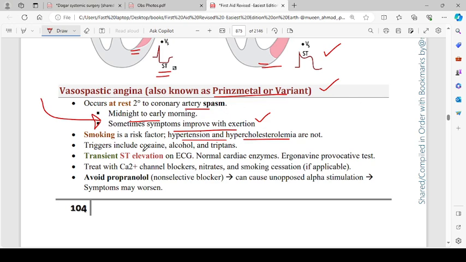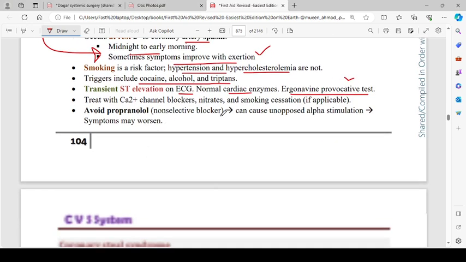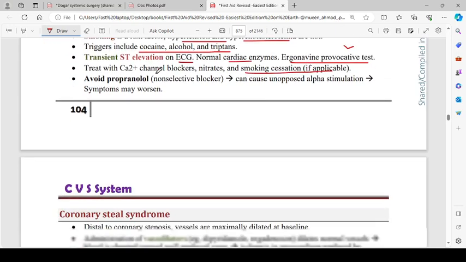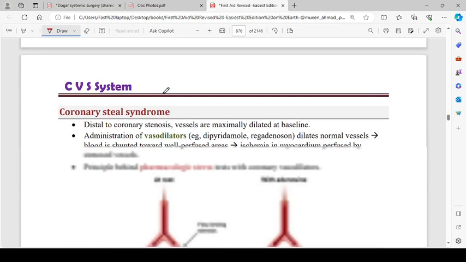The triggers include cocaine, alcohol, and triptans. And there's a transient ST elevation on ECG, normal cardiac enzymes, and the ergotamine provocative test is positive. Treat with calcium channel blockers, nitrates, and smoking cessation if applicable. Then avoid propranolol, which is a non-selective beta blocker and can cause unopposed alpha stimulation, and symptoms may worsen by that. Then we have coronary steal syndrome.